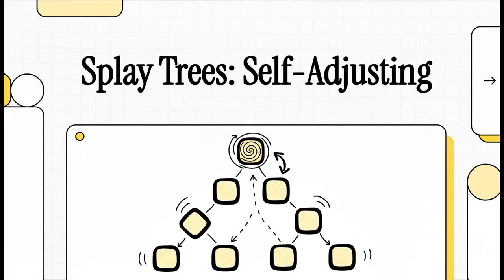All right, today we're diving into a data structure that honestly kind of breaks the rules. It's not always balanced, a single operation can actually be pretty slow, but it's still one of the most efficient structures out there for certain real-world problems. We're talking about the adaptive magic of splay trees.